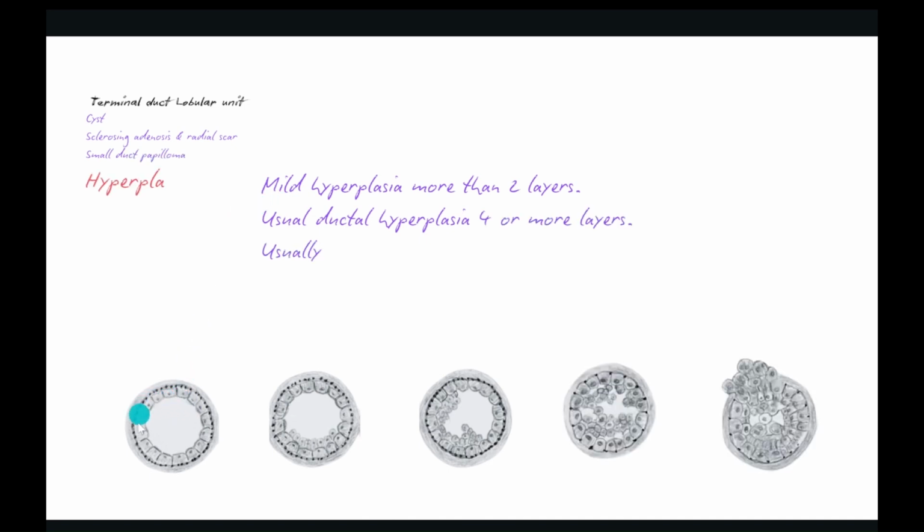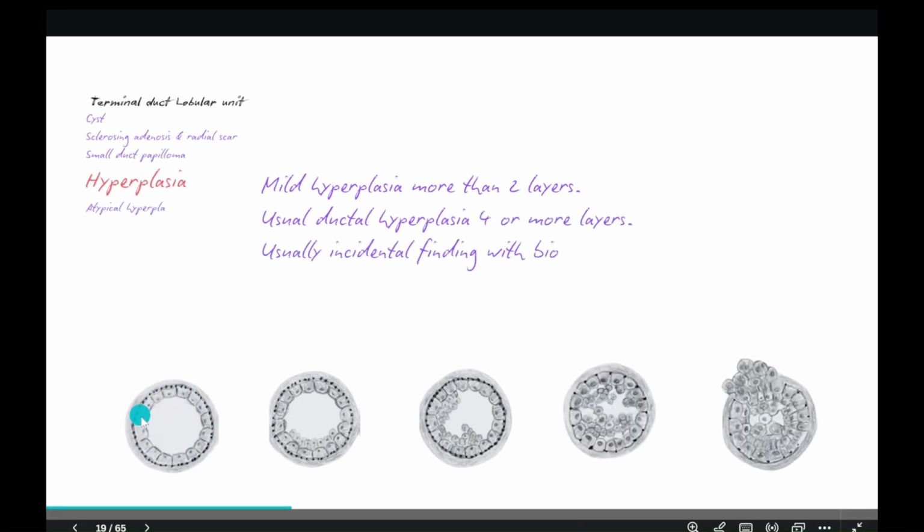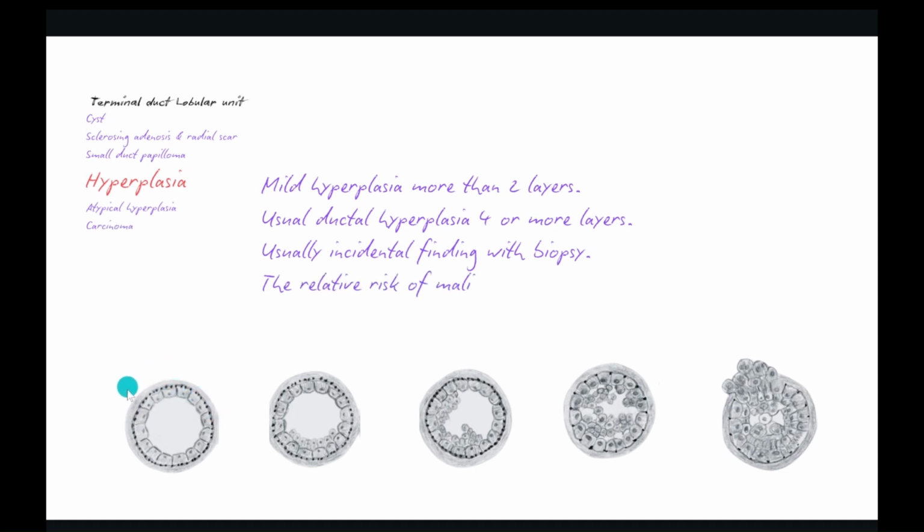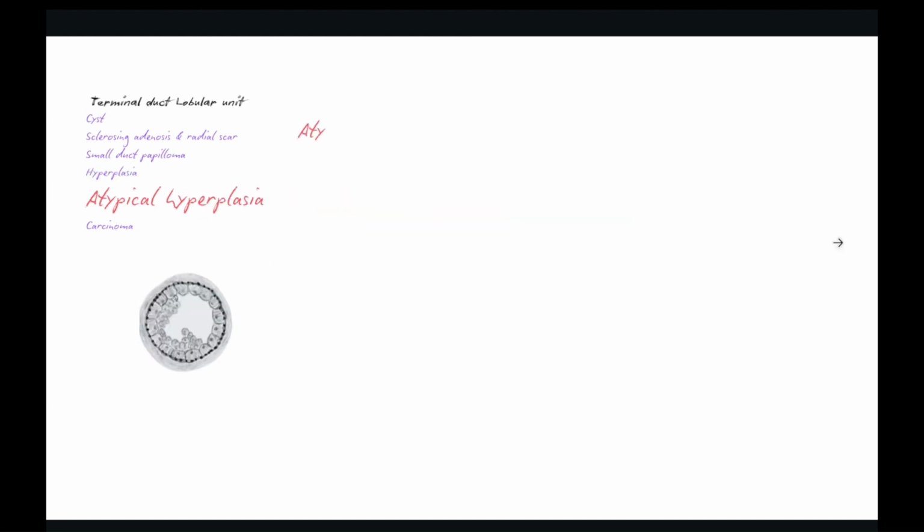Hyperplasia, as we mentioned before: we have two layers of cells, and we have the basement membrane in the normal breast tissue. But in hyperplasia, if it is mild, you will have more than two layers, but less than four layers. If it is more than four layers, we call it usual ductal hyperplasia. And usually it is an incidental finding with biopsies. The relative risk, because it is without atypia, is around 1.1 of the normal population.